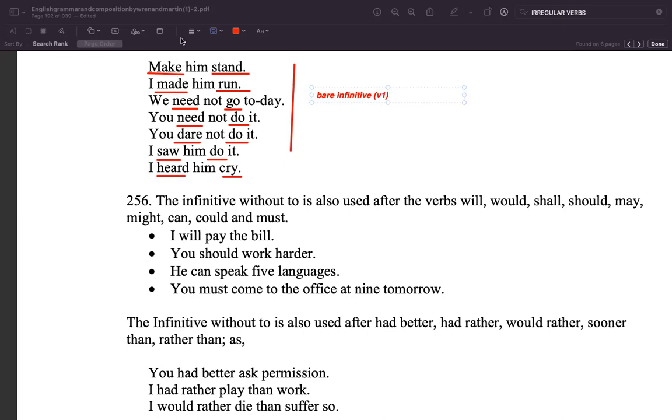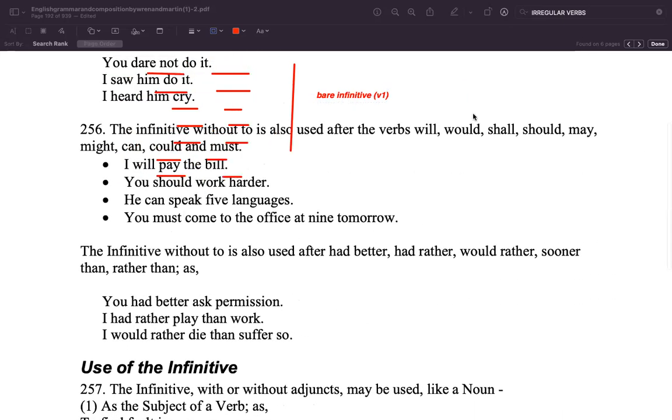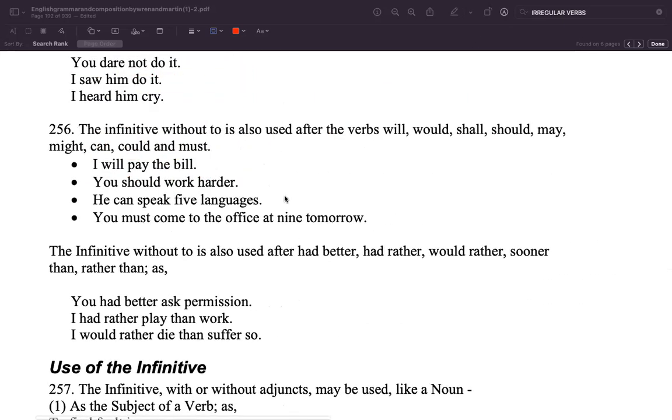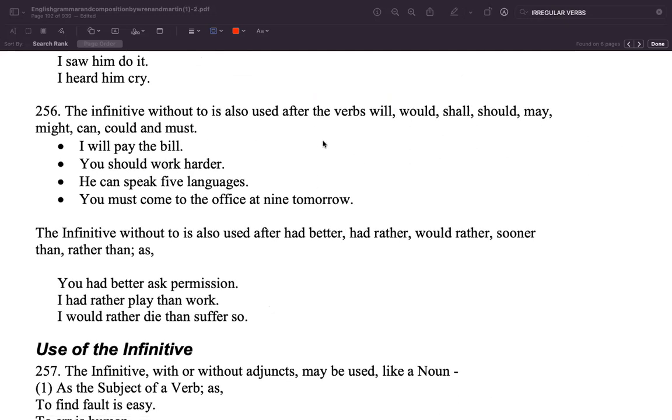So next it is saying the infinitive without to. The infinitive without to is also used. Where also do we use the infinitive without to? Definitely the words like will, would, shall, should, may, even might, can, could, and must. After these also we use the infinitive. Let's say I will pay the bill. You should work harder. He can speak 5 languages. You must come to the office at 9 tomorrow.